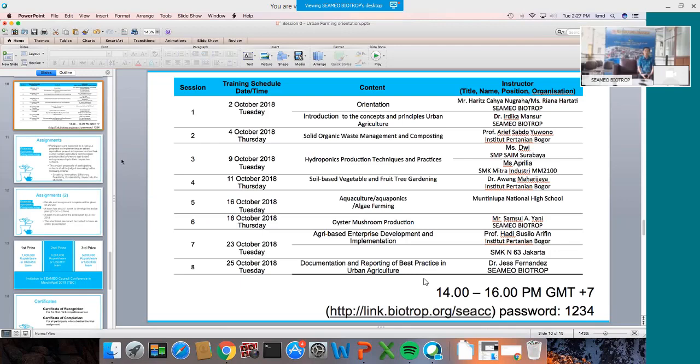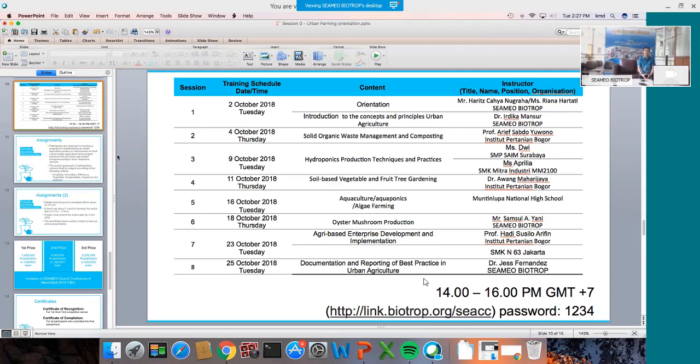So this is the breakdown of the training session. From October 2 to October 25, the sessions will be held every Tuesday and Thursday throughout this period. So we have 8 sessions, and we will start with the introduction to the concept and principles of urban agriculture. And no less than our director, Dr. Edika Mansur, will give this lecture. Hopefully he can come back. He's already on the way towards this week because he's now in Manado.